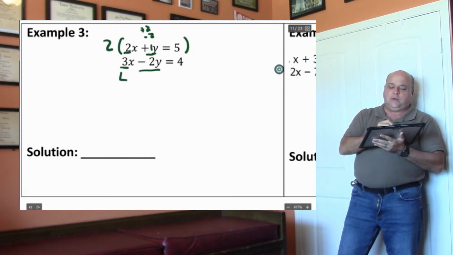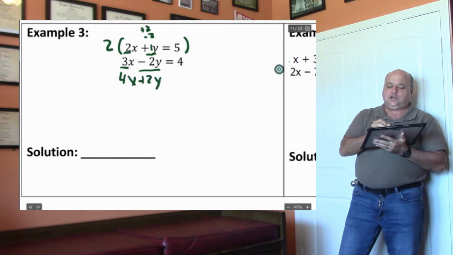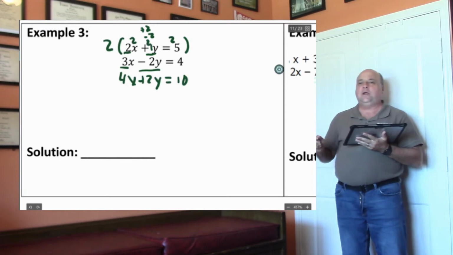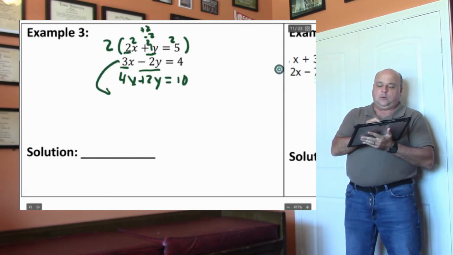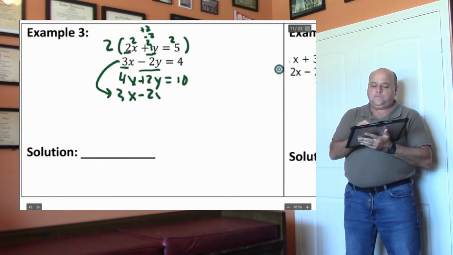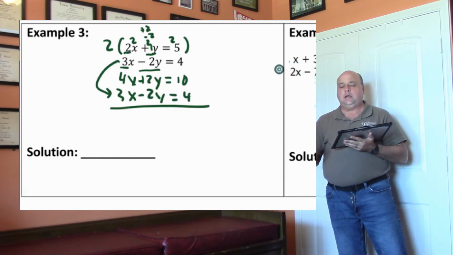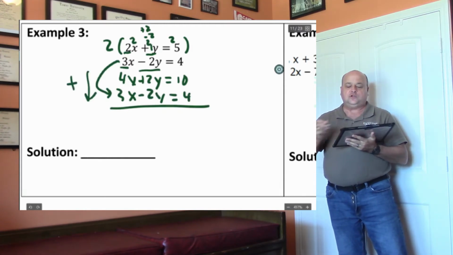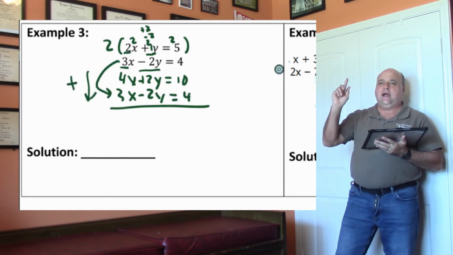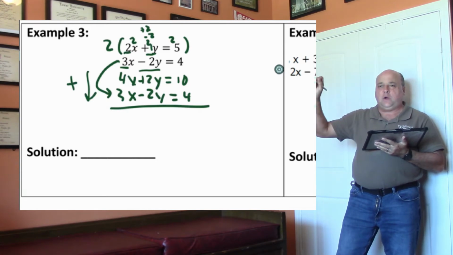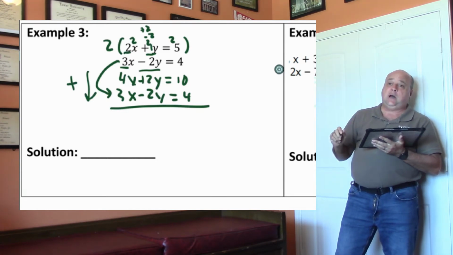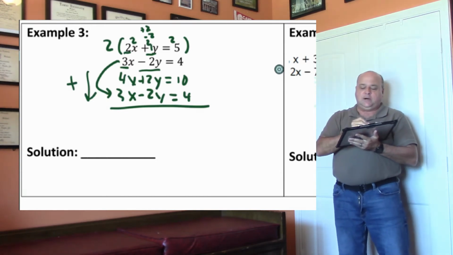So 2 times 2x is 4x, 2 times 1 is +2y, and 2 times 5 is 10. So I just multiplied that top equation by 2. Now I'm going to rewrite the second equation. And notice that my y's are opposites, aren't they? So I'm going to draw a bar and go straight down and add. On that problem, we had to multiply the top equation by 2 to create an opposite. Now go straight down and add.